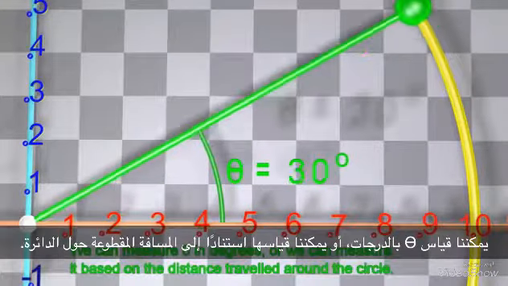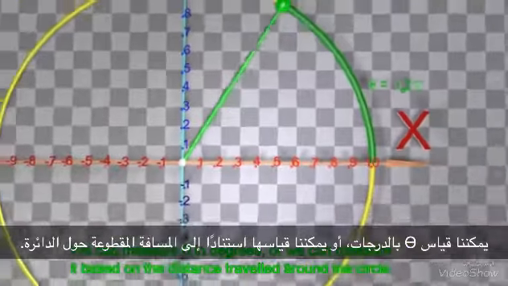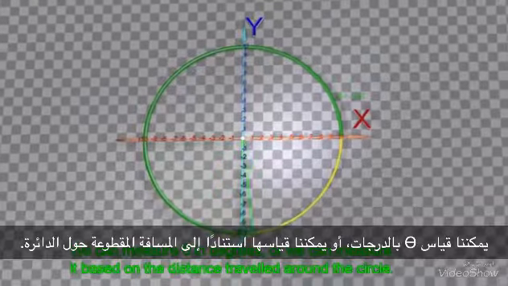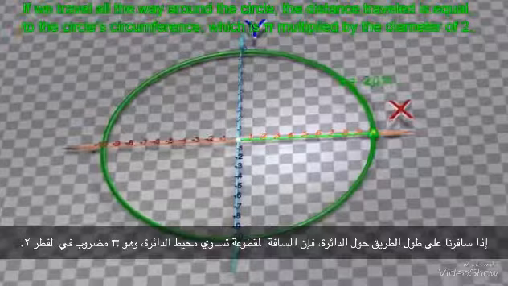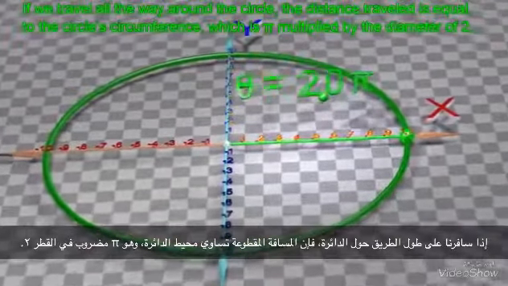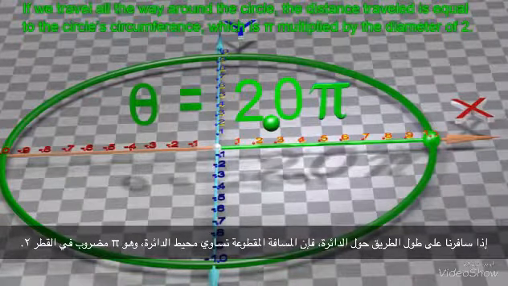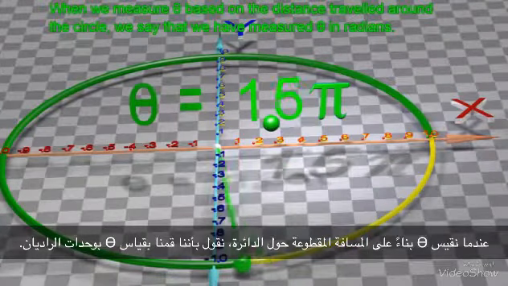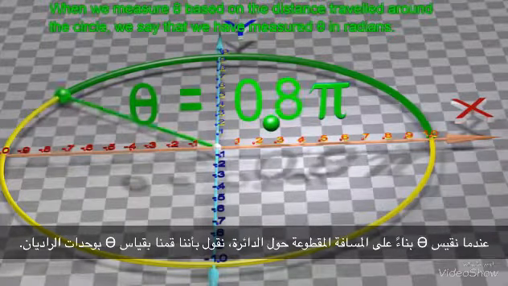We can measure theta in degrees, or we can measure it based on the distance traveled around the circle. If we travel all the way around the circle, the distance traveled is equal to the circle's circumference, which is pi multiplied by the diameter of 2. When we measure theta based on the distance traveled around the circle, we say that we have measured theta in radians.